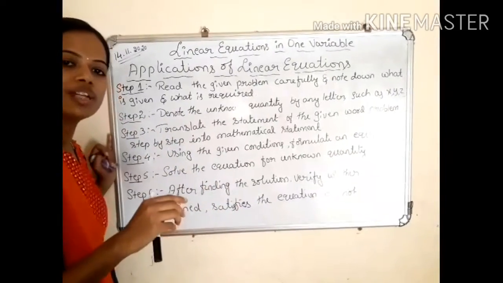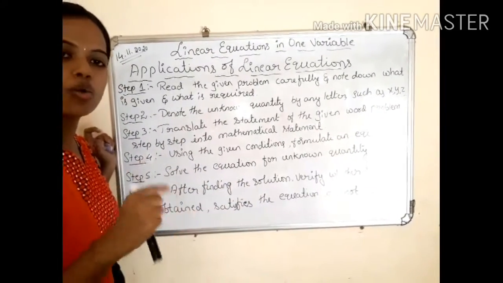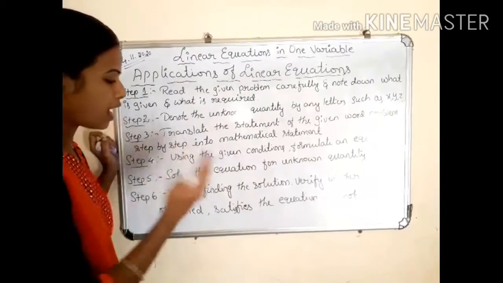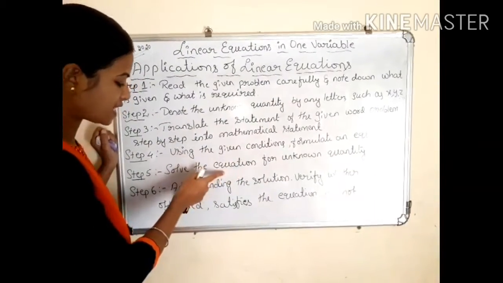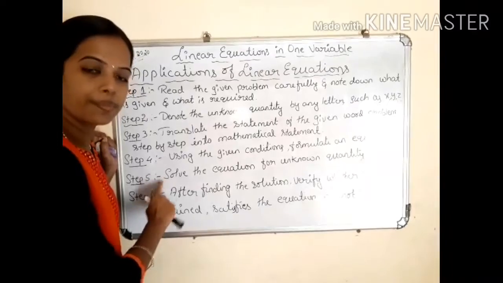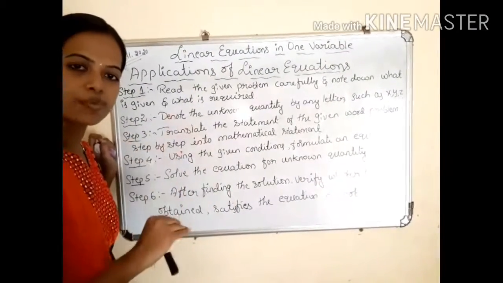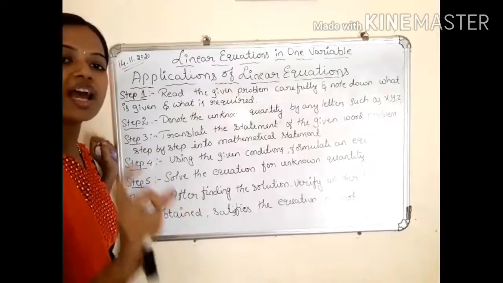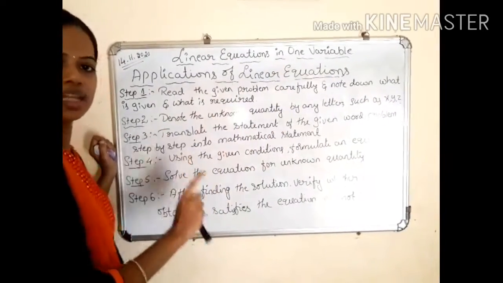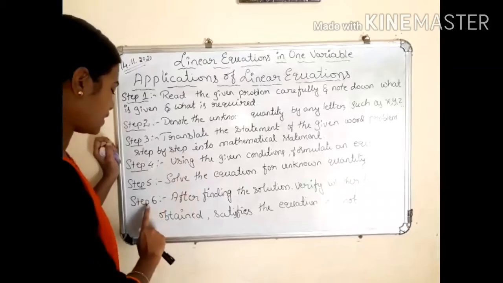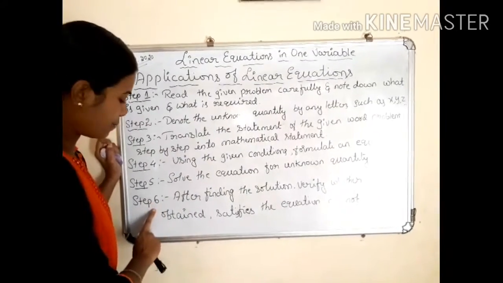Already we know in worksheet 1 how to solve the equation and how to find the variable value. After getting that equation, in the fifth step, you just have to simplify by cross multiplication, by transposing the terms. You have to simplify and get the unknown value. That is the fifth step. Next, last step, that is step 6.